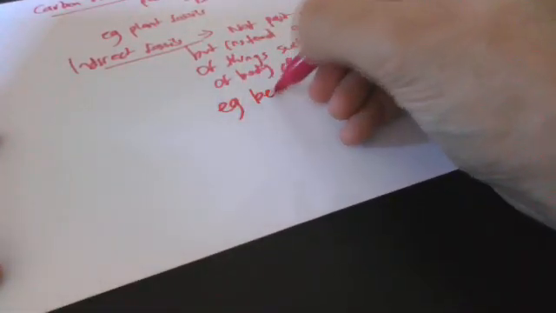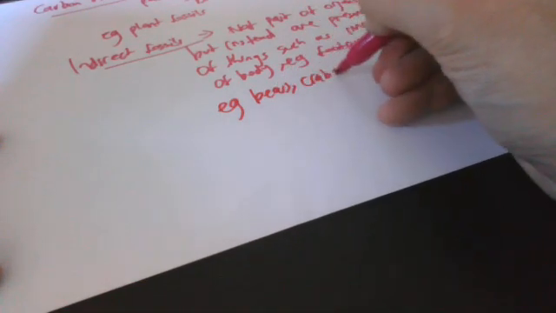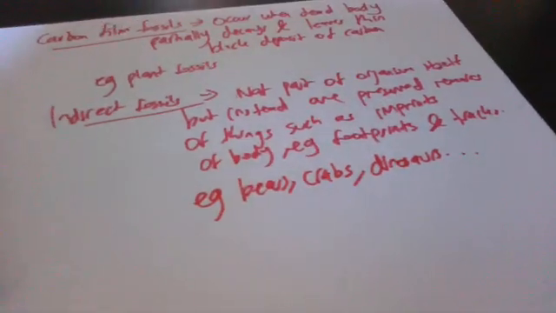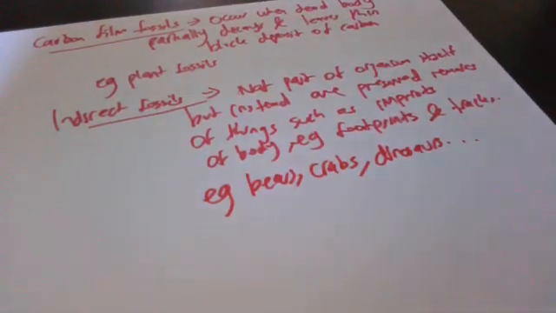Examples are bears, crabs, dinosaurs, and so on and so forth. Okay, very different types of fossils. Let me now talk about casts and moulds.